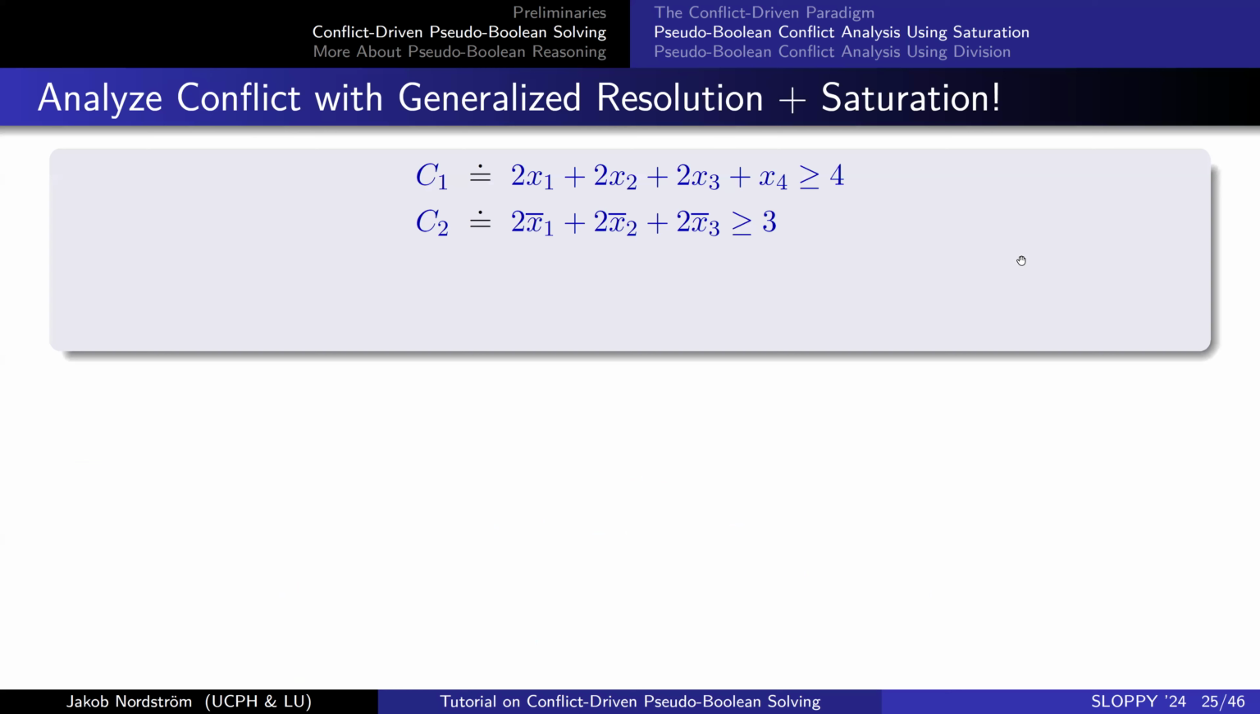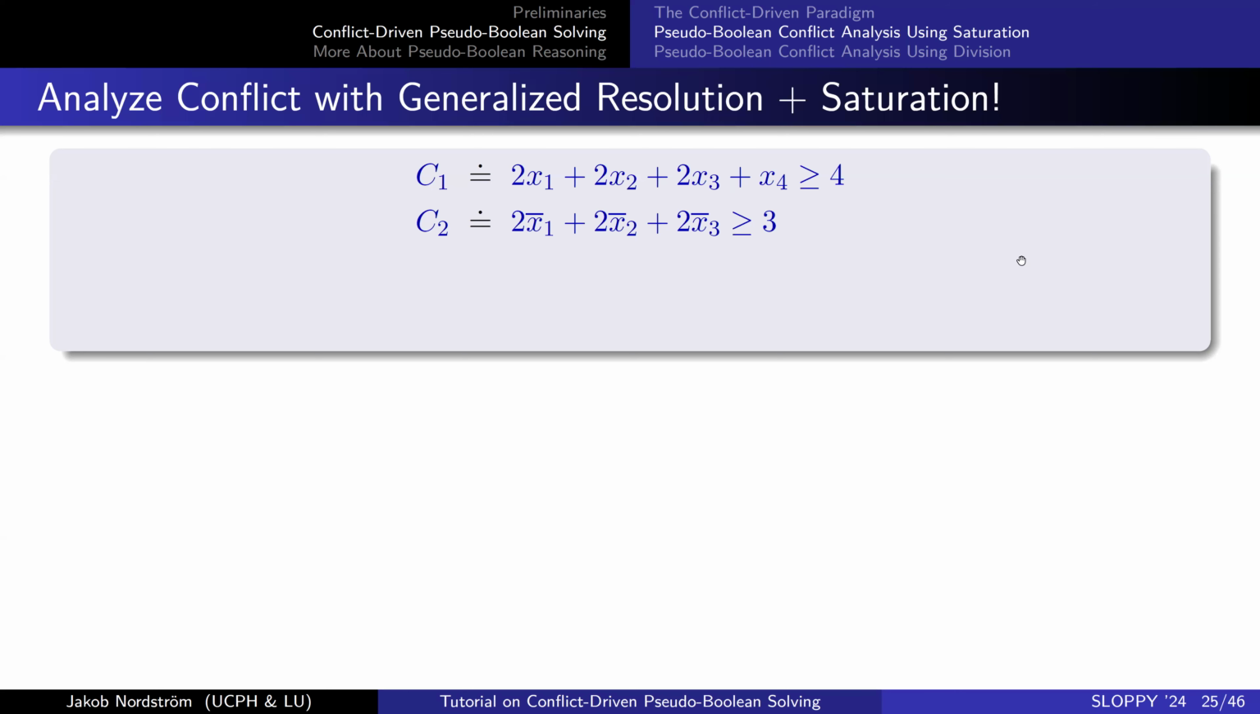Okay, so we're ready to do conflict analysis now. Here we have two constraints, C1: 2x1 plus 2x2 plus 2x3 plus x4 greater or equal 4. And another constraint, C2: 2x1 bar plus 2x2 bar plus 2x3 bar greater or equal 3. I'm sort of obfuscating a little bit, but constraint number 1 says that the majority of x1, x2, x3 are true. And constraint number 2 says that the majority of them are false. So clearly this should not end well. Any good solver should be able to derive contradiction from this.